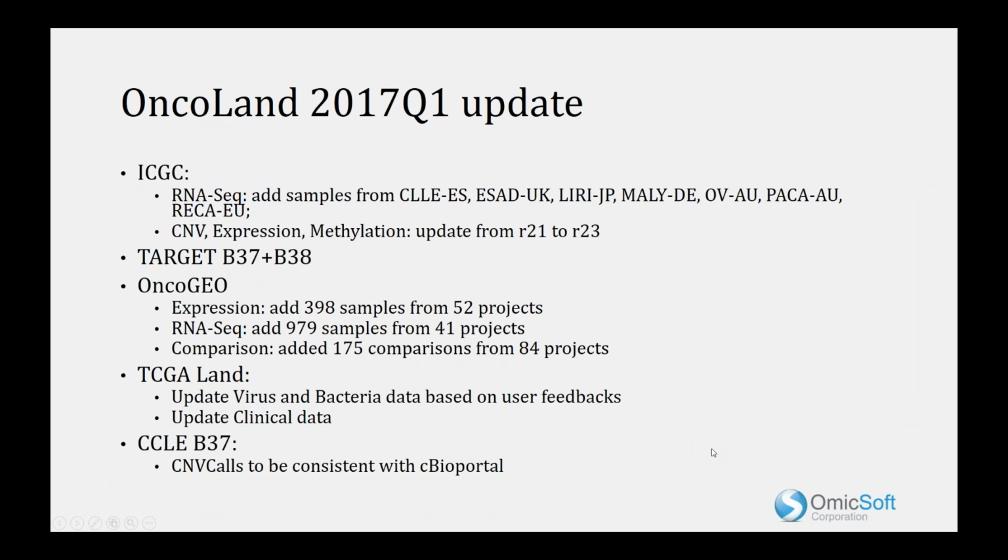So for the 2017 Q1 update, for the Oncoland, we actually have the ICGC update from their R21 to R23, and we add samples from a few other projects. I think for their copy number data, their segment files actually look better compared to previous versions. So we can use their segment mean rather than copy numbers, and you will see continuous values.